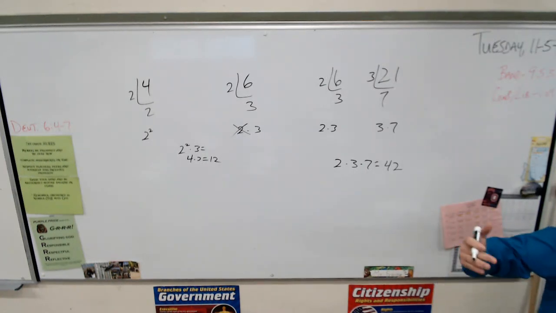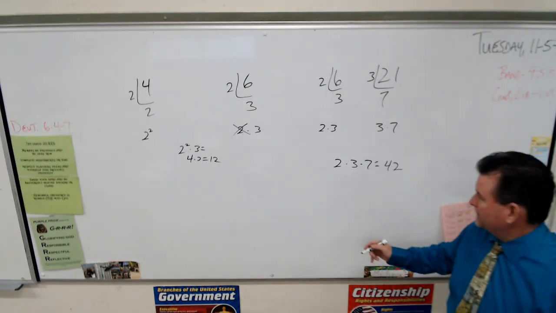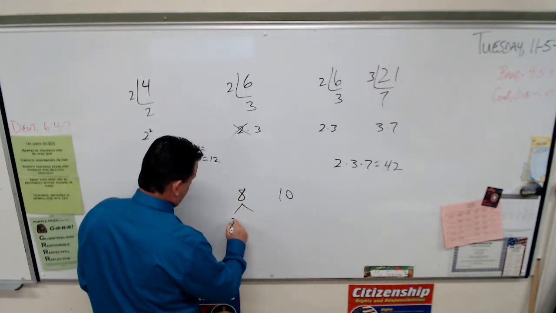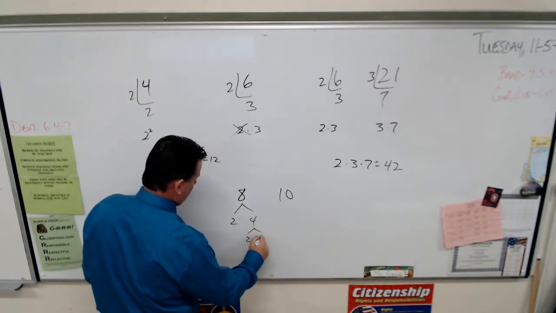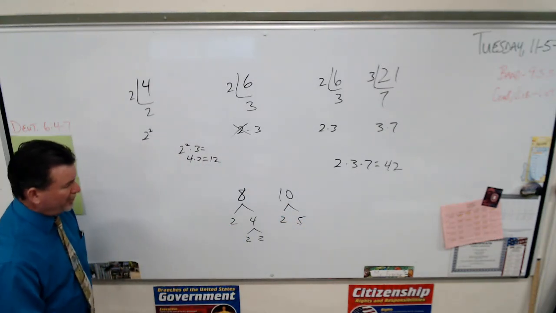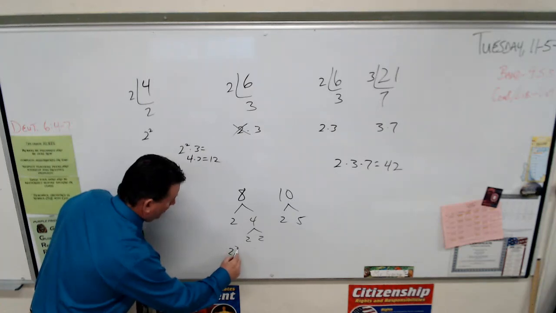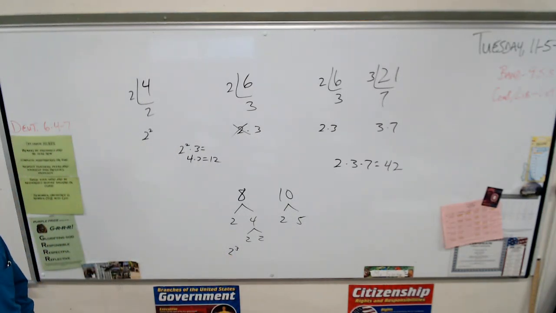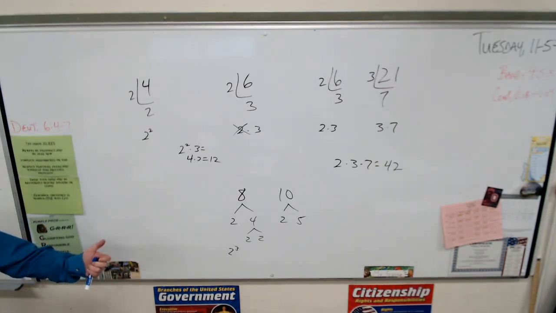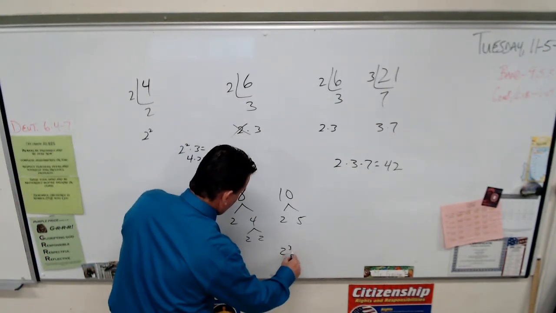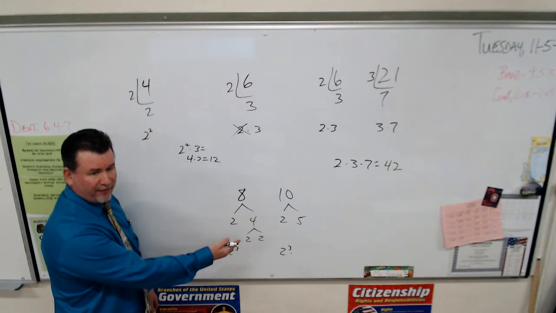How do we get there using prime factorization? 2 times 4, 2 times 2. Which 2 am I going to use? I've got 2 cubed over here and a 2 to the first power with the 10. Which one am I using? The highest one. I got to use the 2 cubed.